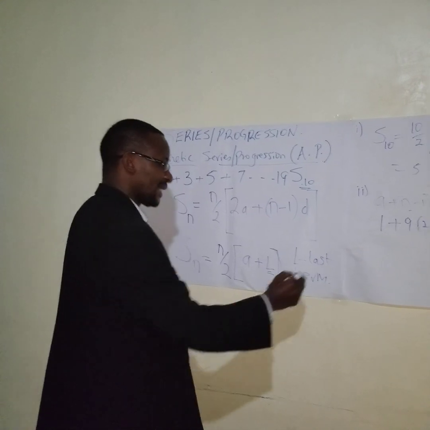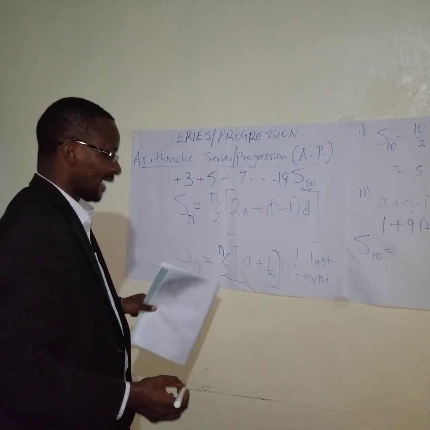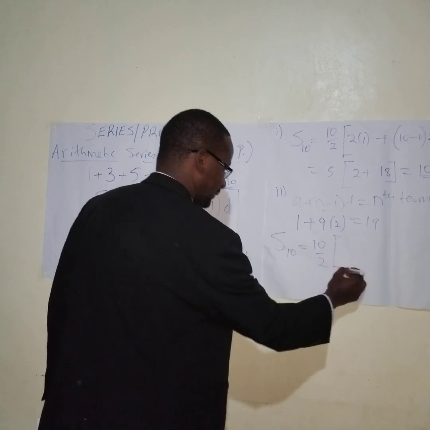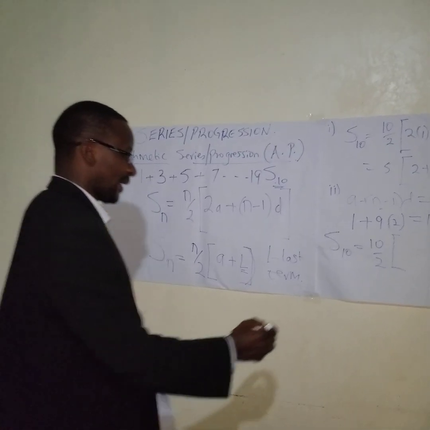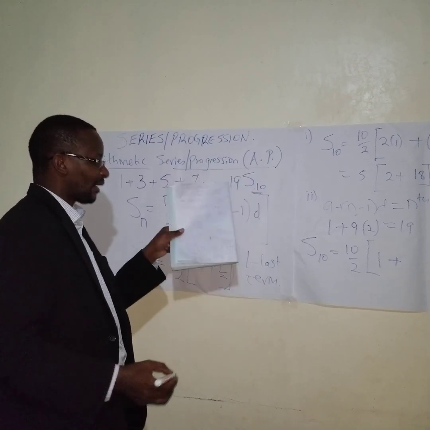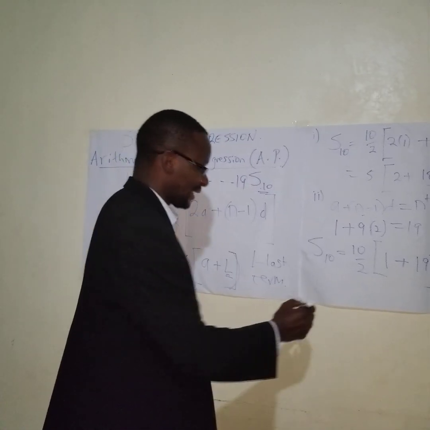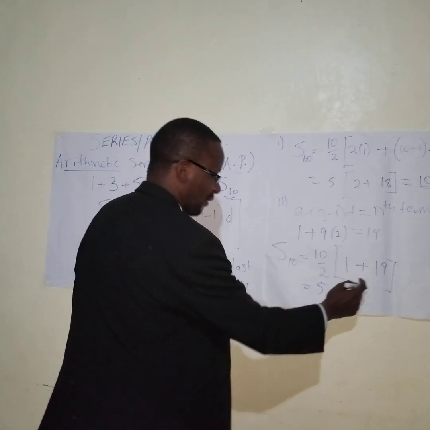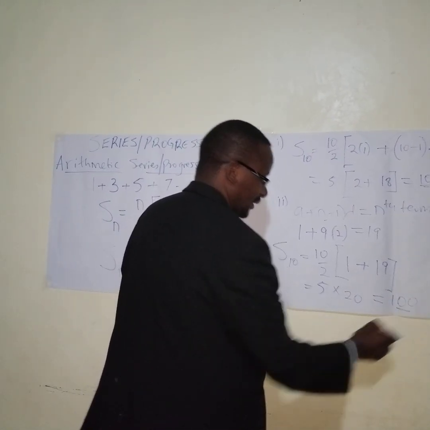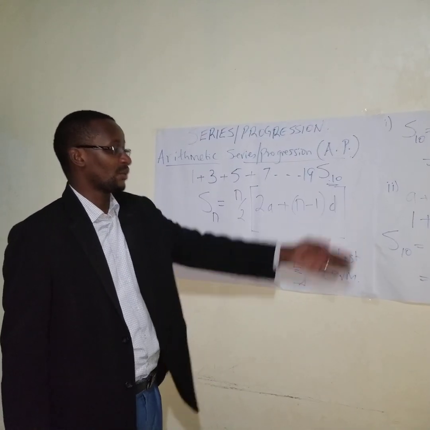So we get S10 using the same. It's easy. So n is 10, so 10 over 2. a is the first term, which is 1, plus our last term, which is the 10th term now, is 19, as we have gotten here. So you do that, you will get 5, multiplied by what? This is 19 plus 1, 20. The same thing, you get 100. So the formulas will lead to the same answer, but you can choose which one.